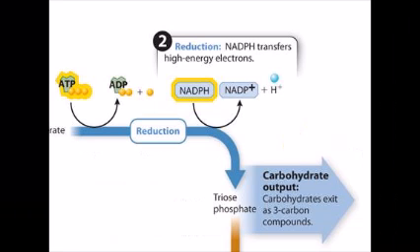Reduction of the two 3-PGA molecules has two steps. The first step is that ATP is used to phosphorylate the 3-PGA, and the second step involves the NADPH transferring its two high-energy electrons to the compound. There's two high-energy compounds because one CO2 plus RuBP creates two 3-PGA molecules. This stage takes two ATP molecules and two NADPH molecules.